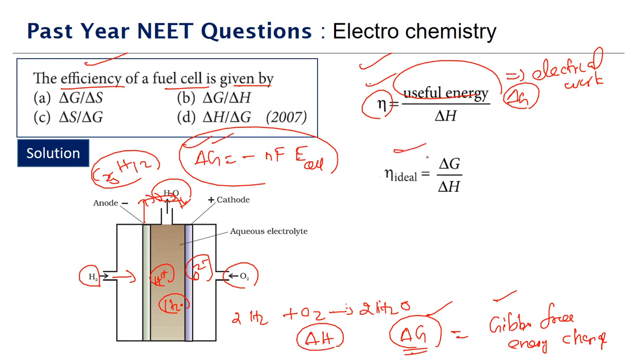So for the fuel cell, the ideal efficiency value will be equal to what? The useful work we can get, which is delta G, divided by the total energy difference between the products and the reactants, which is delta H. So the correct answer for this is Option B. The efficiency value of the fuel cell will be equal to delta G by delta H. Because efficiency we always talk about in terms of the useful work we are able to obtain. Clear?